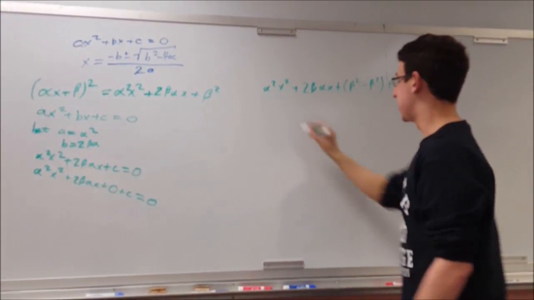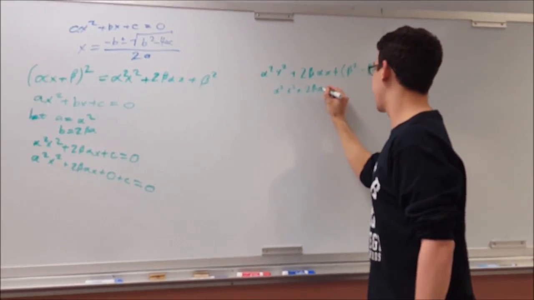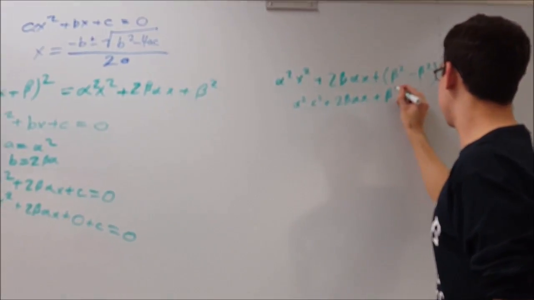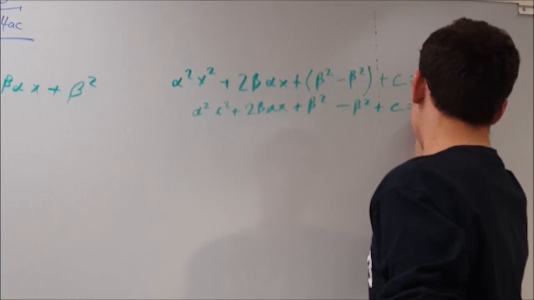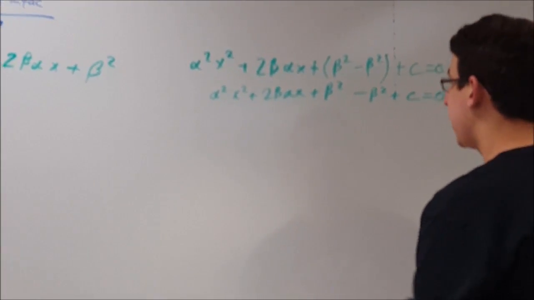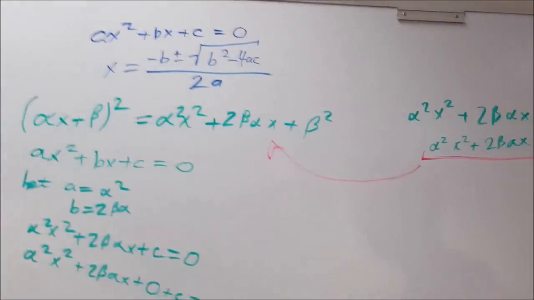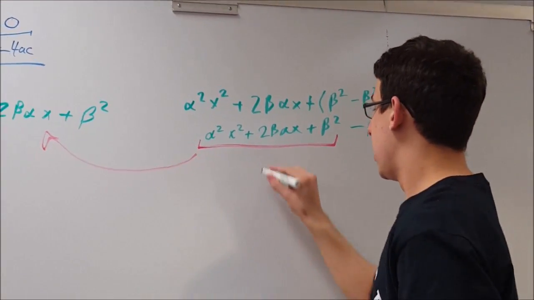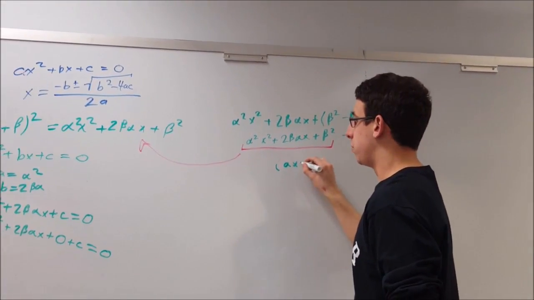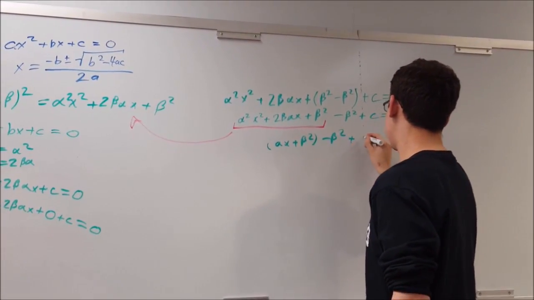Now we can rearrange this a bit. So we have alpha squared x squared plus 2 beta alpha x plus beta squared minus beta squared plus c equals 0. And right here, what we have is the same as we had back here, which means we can substitute straight in here that alpha x plus beta, squared, minus beta squared plus c equals 0.